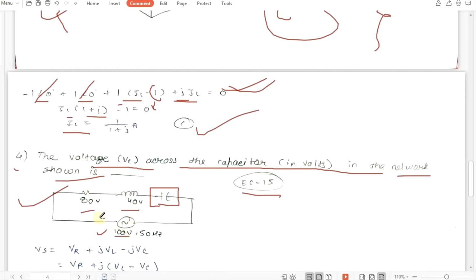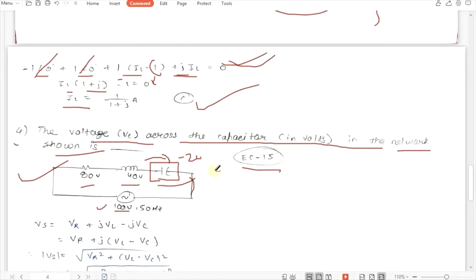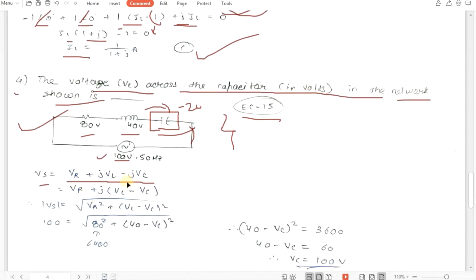Most students make a mistake where they try to choose the capacitor voltage such that they get 100 volt, and they end up with 80 plus 40 is 120, so they end up with minus 20 volt as their answer. But note one thing, this is not a resistive network, this is a complex network. So for that you have to use this equation where VS equals VR plus jVL minus jVC. Now if we club real and imaginary parts, we'll get VR plus j(VL minus VC).